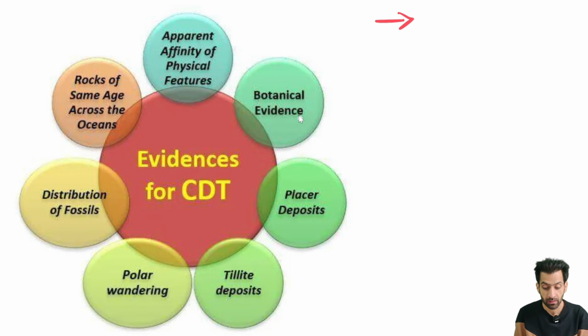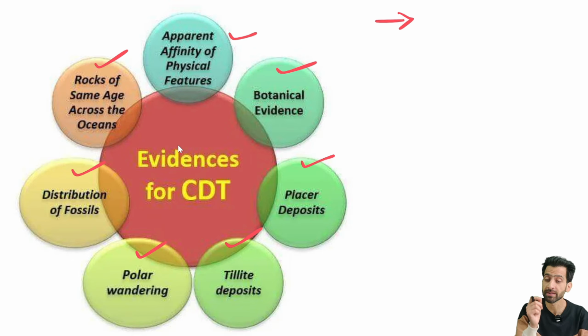Okay, now why do we believe that continental drift can actually be true? What are the reasons that help us to believe? Of course, there are the apparent affinity of physical features, botanical evidences, placer deposits, tillite deposits, polar wandering, distribution of fossils, and rocks of the same age across the oceans. These are some of the evidences that prove that continental drift is actually a fact.